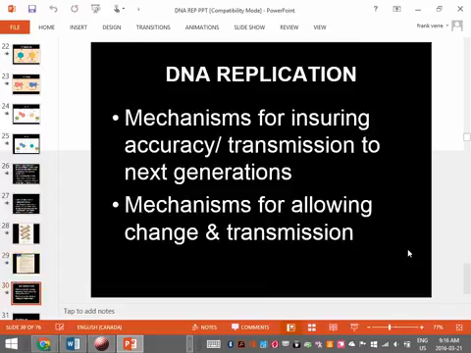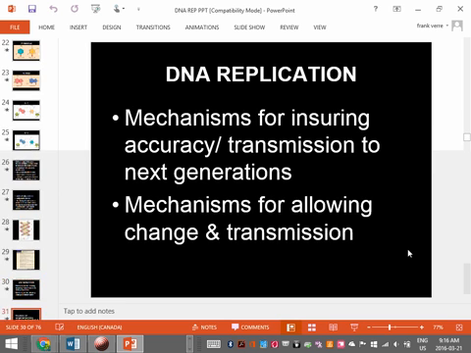Okay. So let's talk about DNA replication. You're going to learn about 3 big ideas in this unit: replication, transcription, and translation. Replication is DNA to DNA, so when we make copies of DNA. Transcription is DNA to RNA, and translation is RNA to protein. So today we're going to introduce replication.